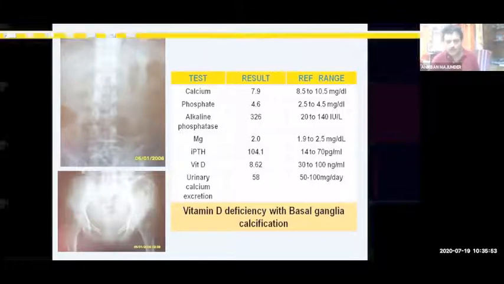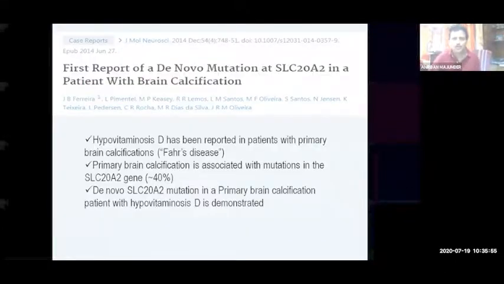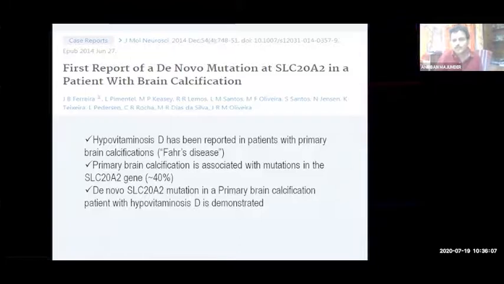So we looked into the literature and it showed that some kind of mutation, SLC20A2 mutation, may be associated with primary brain calcification, Fahr disease, which is sometimes associated with hypovitaminosis D. There are some case reports available, that's it, and that may be a possible explanation of the presence of vitamin D deficiency along with basal ganglia calcification.